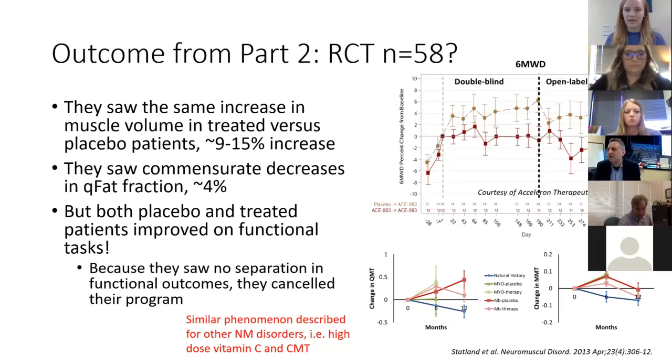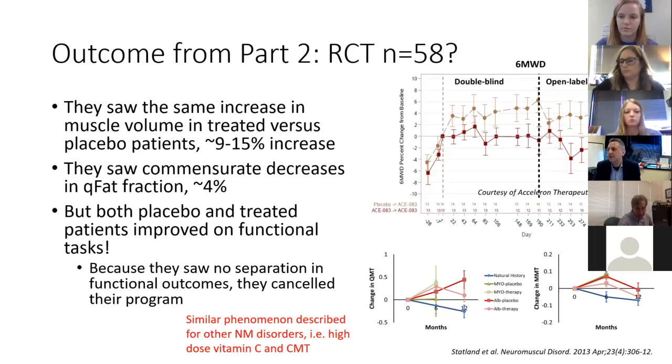They also saw a commensurate decrease in the fat fraction as measured on the MRI in one of the muscles. This is an indirect measure of the state of the muscle. As we've talked about today several times, as muscles become affected, you do see fibrosis and fatty changes in the muscle, and this is a way to try to measure that on MRI. So in terms of MRI, this was a positive study.